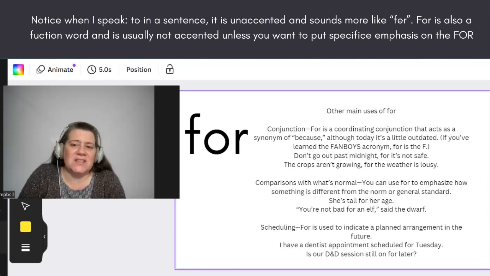Comparisons. She's tall for her age. You're not bad for an elf. Okay. So I want you to notice that we use comparisons with to, but that's when we have two things. If we're just saying for what's normal, we'd use for. Scheduling. For is used to indicate a planned arrangement in the future. I have a dentist appointment scheduled for Tuesday. Is our D&D session still on for later?